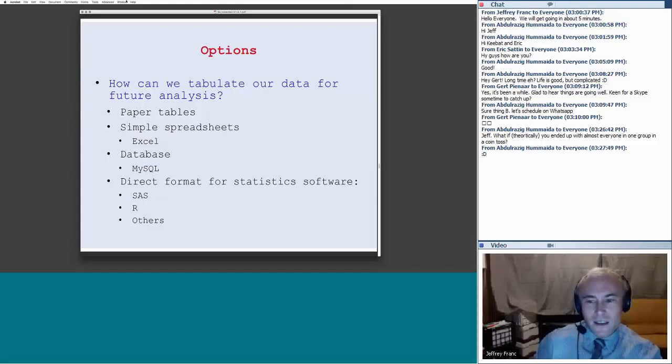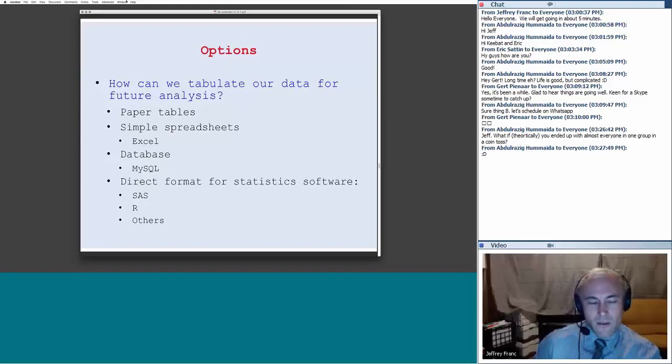Databases really depend on your level of knowledge. My preference always is to put the data directly into a SQL database so that you can manipulate them. If you're comfortable with that, that's a good way to go. If you're not, the learning curve of using a database is usually not worth it, so I'd scratch that off your list. And then you can actually directly format your numbers and input them directly into the software.